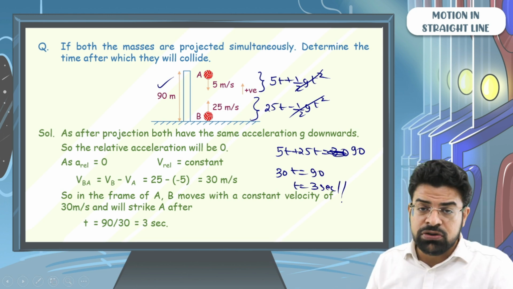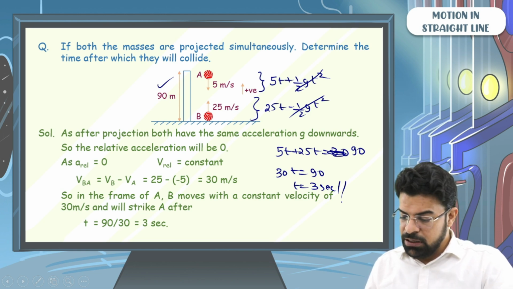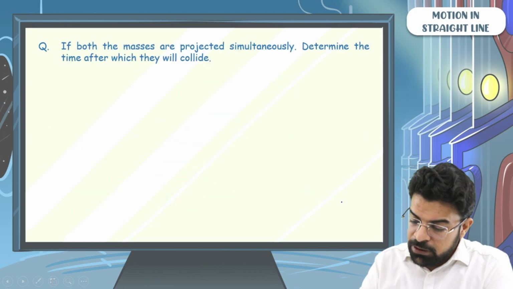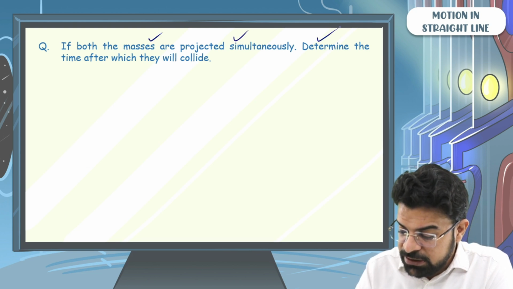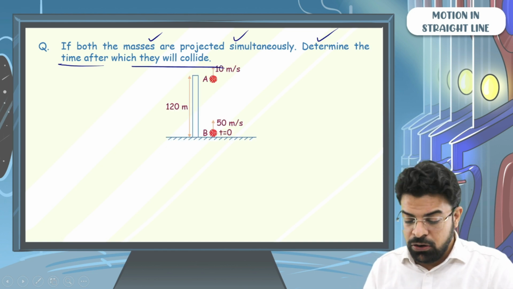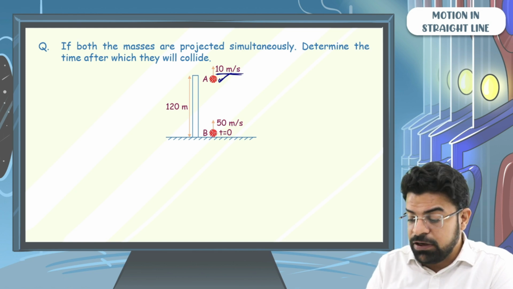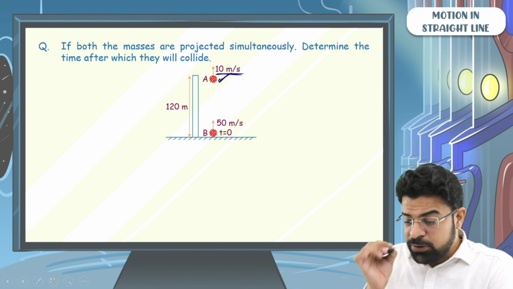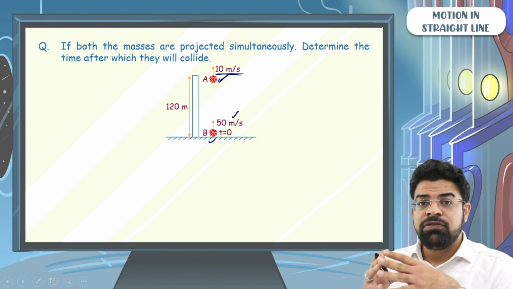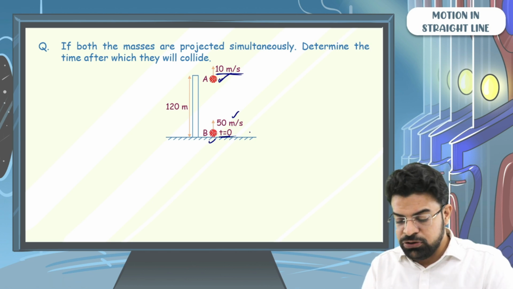So you can do this question even without using the relative motion, but relative motion makes it easier. Let's see the next example. If both the masses are projected simultaneously, determine the time after which they will collide. So here we have a tower. From the top of the tower, a particle A is projected upward with a speed of 10 meter per second, and from the base of the same tower, a particle B is projected upward with a speed of 50 meter per second. The question is, after how long will they collide if both are projected simultaneously at time equals 0?